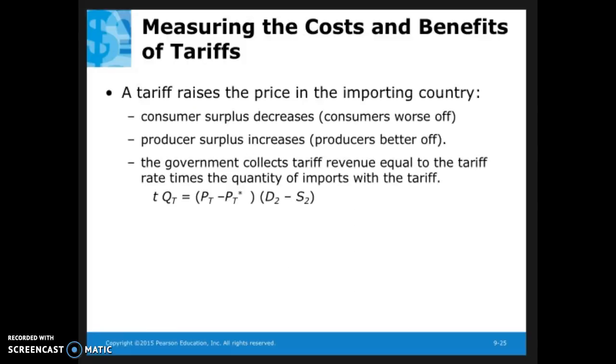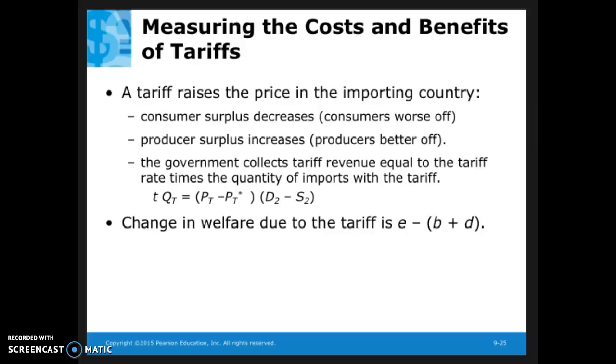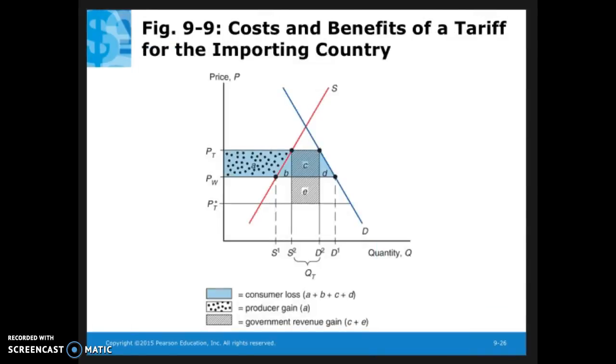Measuring the cost. A tariff raises the price in the importing country. You can see what happens to consumer and producer surplus. There's a change in welfare due to the tariff. So here's that graphically.